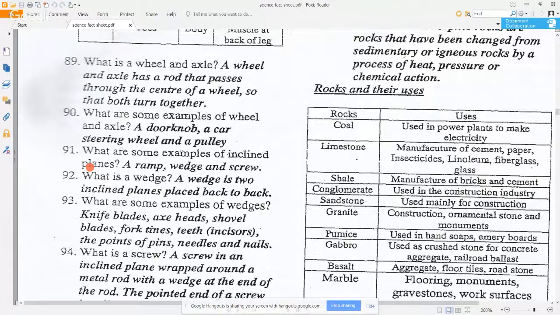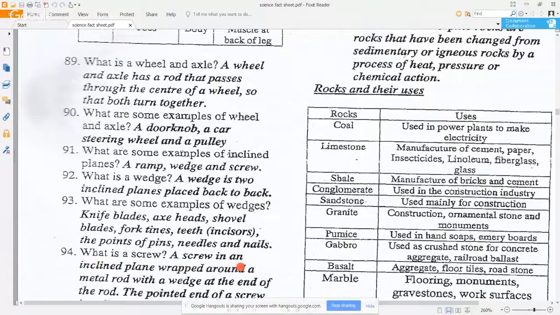We have the wedge and screw. What's a wedge? A wedge would simply be two inclined planes placed back to back. 93. What are some examples of wedges? Well, a knife blade, an axe head, shovel blades, fork tines, the teeth, for example your incisors, the points of pins, needles, and nails. Those are all examples of wedges.